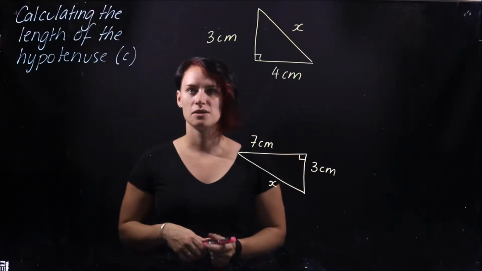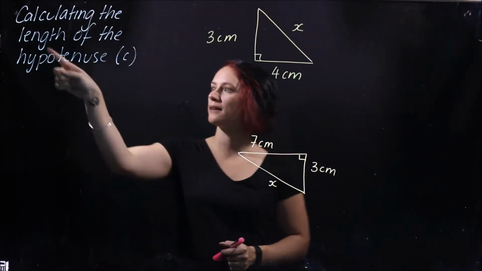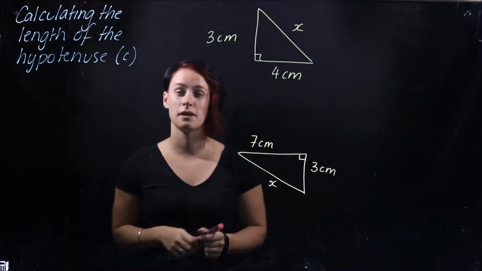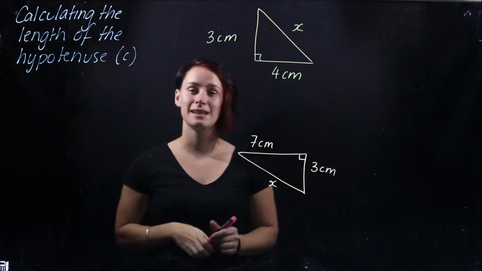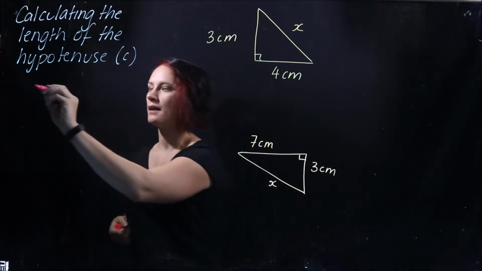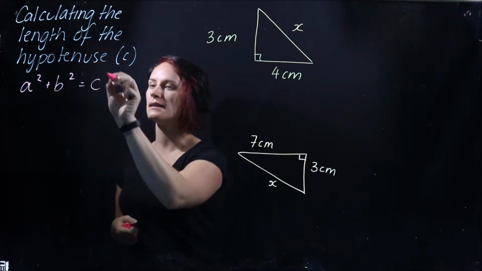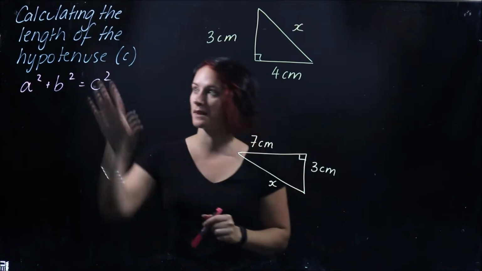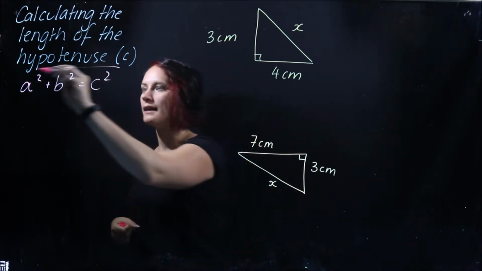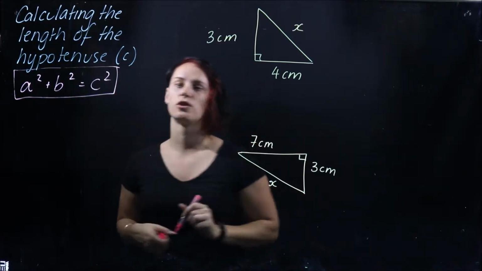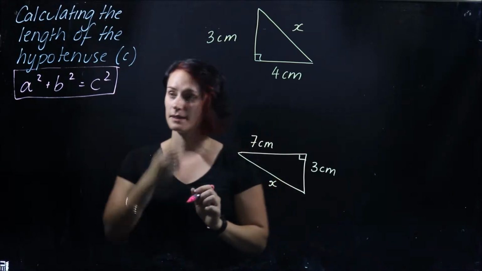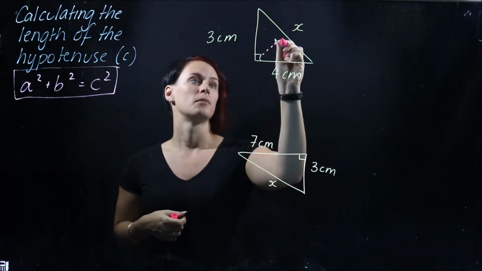Okay, what we're going to do is use Pythagoras' theorem this time to calculate the length of the hypotenuse, remembering that the hypotenuse is going to be c in our equation. If we write it out, we're going to have a squared plus b squared equals c squared, remembering that that is Pythagoras' theorem. And c is that hypotenuse, or the longest side, remembering that c is always going to be across from the right angle.